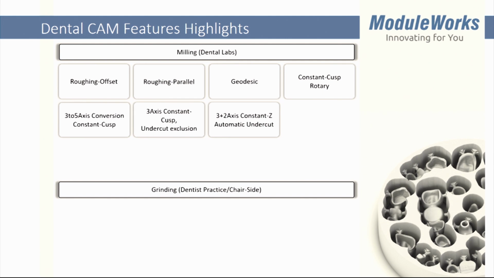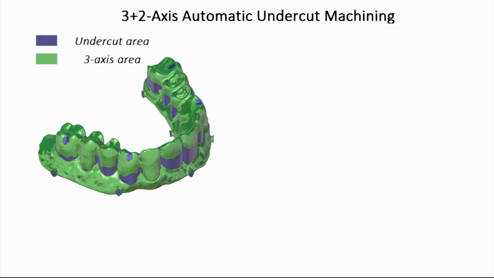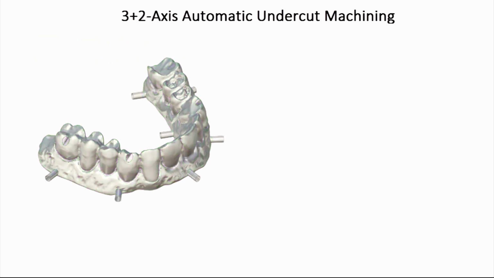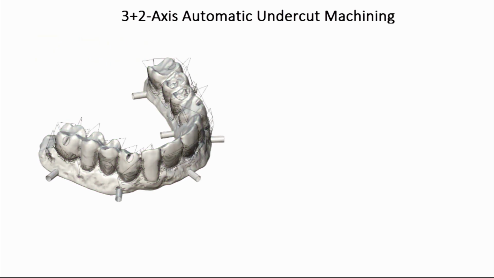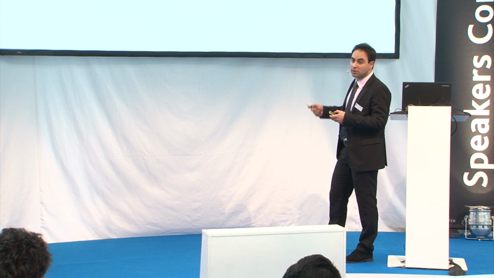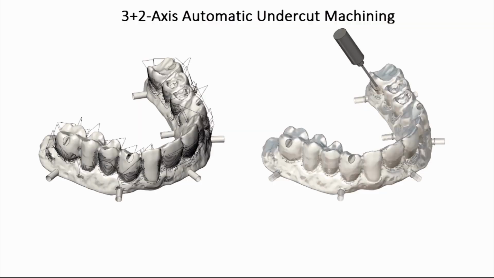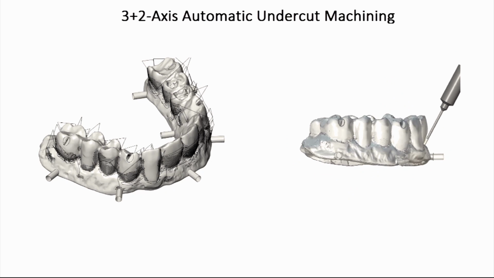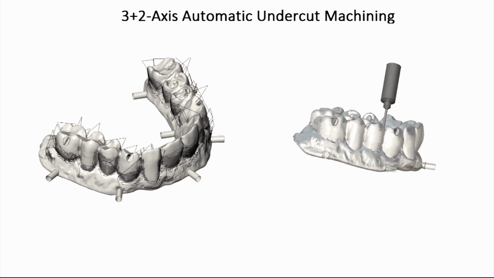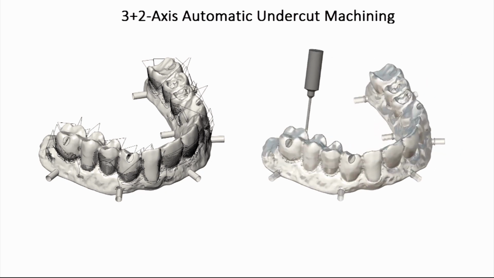3+2 axis automatic undercut. Again, we have that picture again, and 3+2 axis automatic undercut finds the undercuts automatically and tries to approach them from the best visible machining direction. We can see this implant bridge being machined in 3+2 format from different axes.